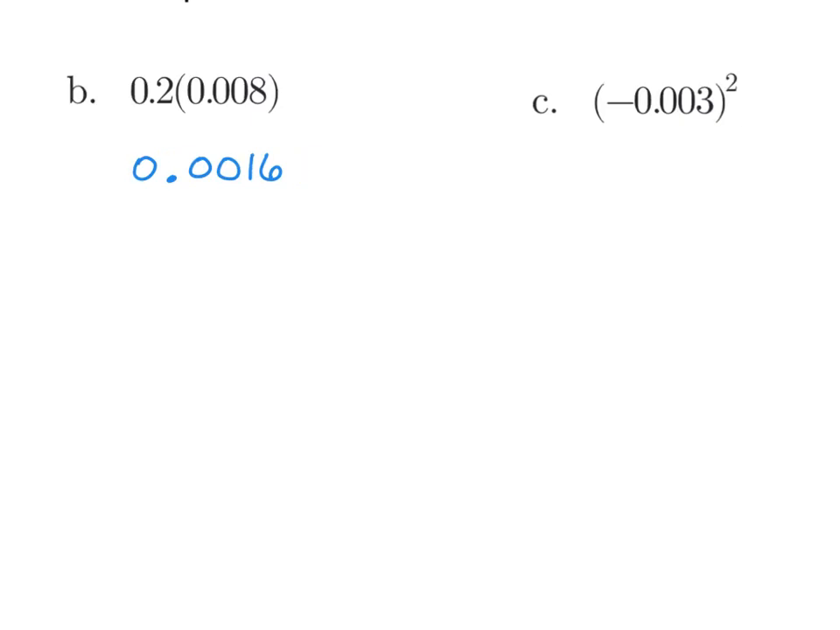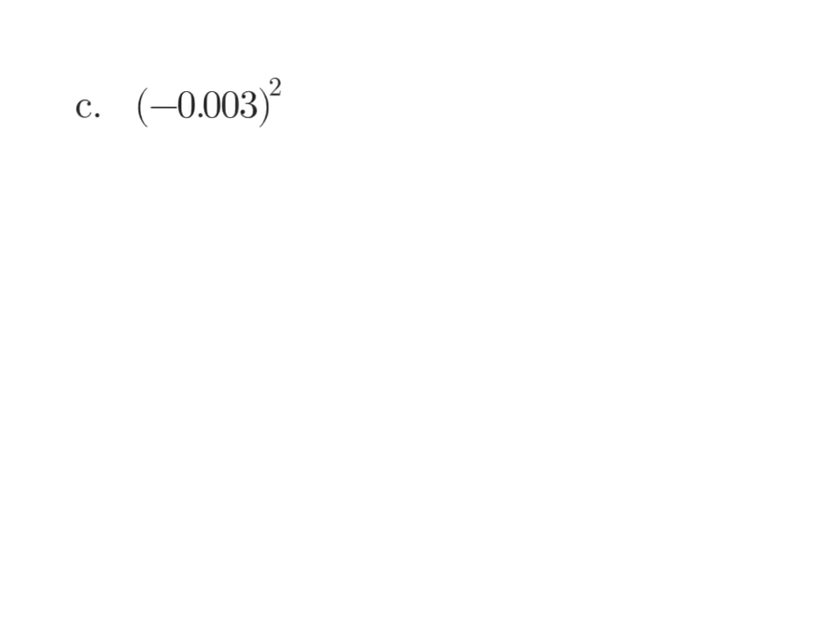All right, last one. We have negative 0.003 squared. Now the first thing I'm going to do to make this a little bit easier on myself is I want to go ahead and convert this to a multiplication problem. So this is really 0.003 times 0.003. Remember that when you square it, it is times itself. And the only reason that I'm writing it out this way is when we get to counting our decimal places.